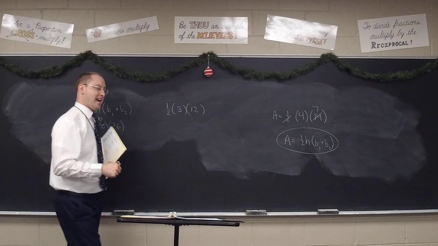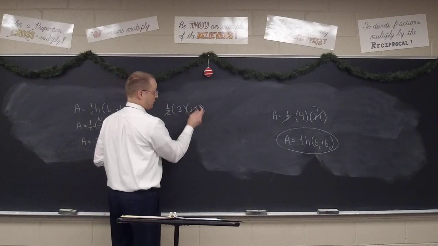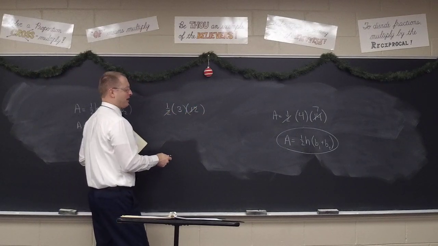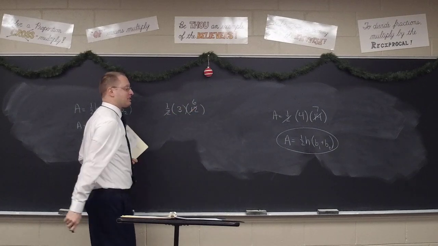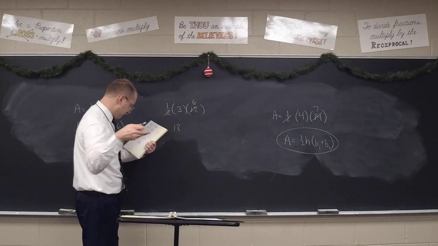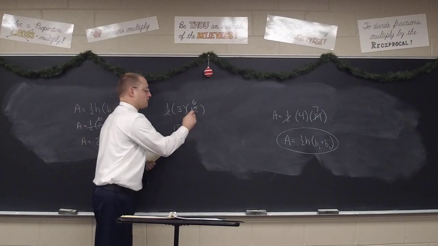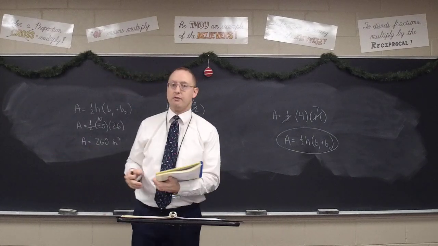Which number should we cut in half? 12. The 12, because it cuts easily. If 3 doesn't cut easily, don't make fractions, for heaven's sakes, if you can avoid it. Half of 12 is? 6. And then 3 times 6 is? 18. And what unit? Meters squared. Do we see how easy it can be to find the area of the trapezoid?